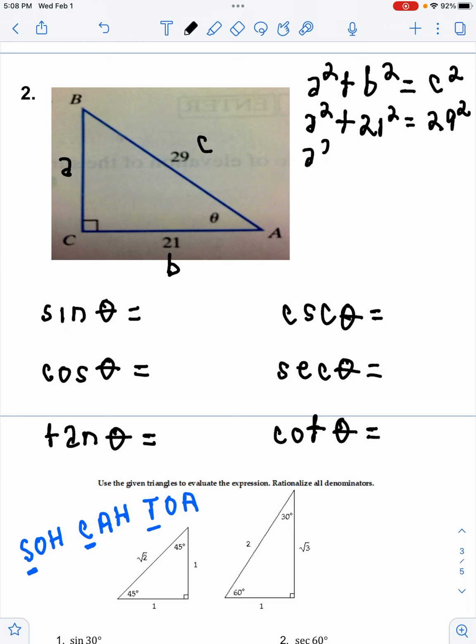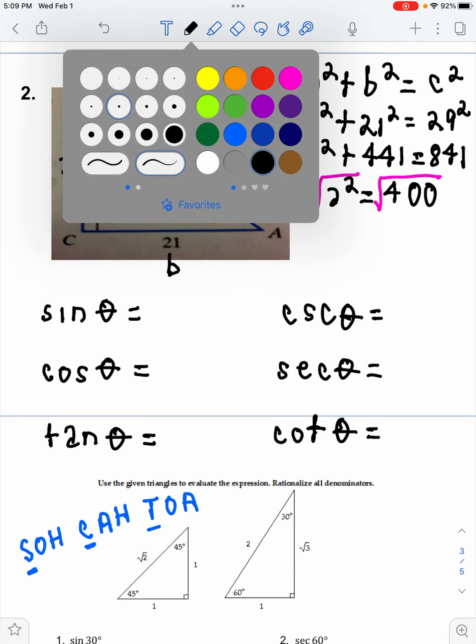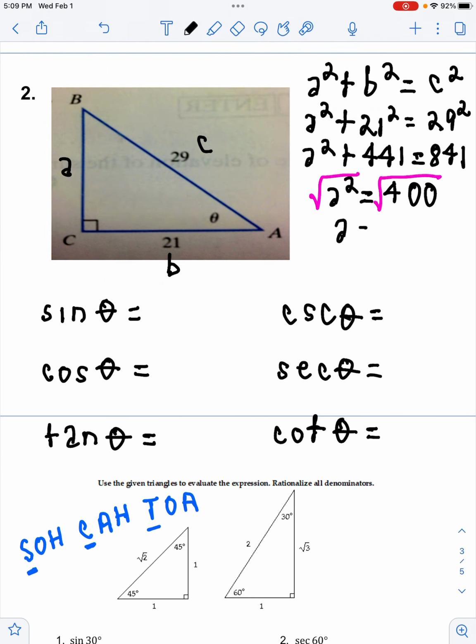And if we simplify, we're going to get a squared plus 441 equals 841. And by subtracting, that means a squared will be 400. And then, of course, we take the square root of both sides, and that gives us a equal to 20. So our missing side over here would have a length of 20.